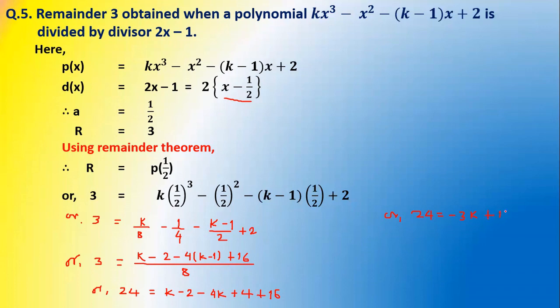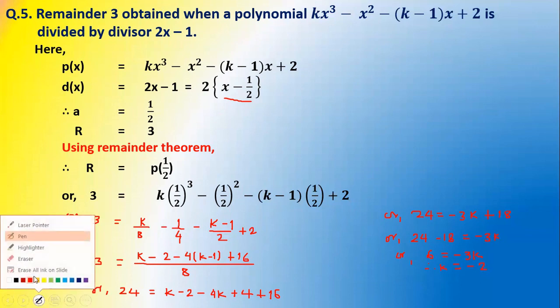Now let's take this 24 and 18 together. So 24 minus 18 equals minus 3k on the RHS part. Now 24 minus 18 is simply 6. So 6 equals minus 3k, and eventually the value of k is minus 2. In this way we can easily find the unknown coefficient, the value of k.